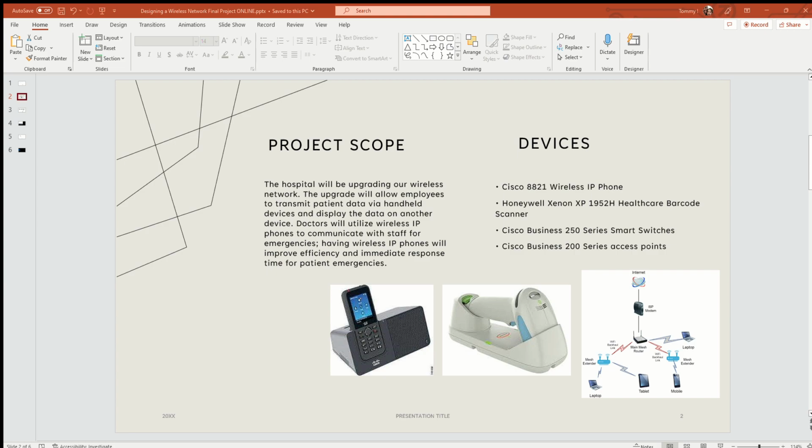Moving on, we went with the Honeywell Xenon XP 1952H healthcare barcode scanner. That's a mouthful. The rundown on that: it is cordless. The Bluetooth is version 4.2, so it has the same type of Bluetooth that the IP phone has. When fully charged, the scanner can typically scan over 450 wristbands, which is ideal, given that if the hospital is working at a medium load, 450 scans per shift sounds about average.